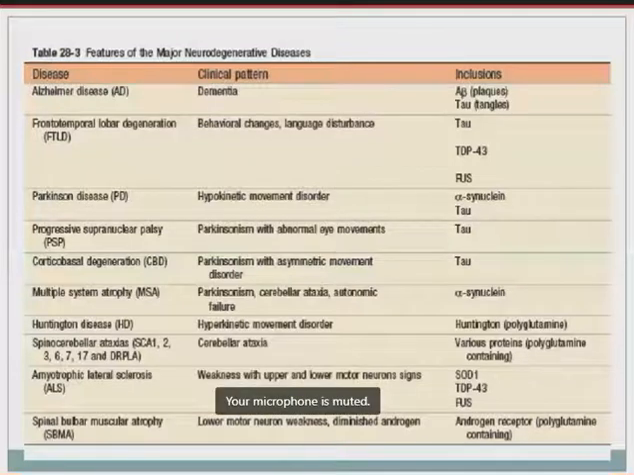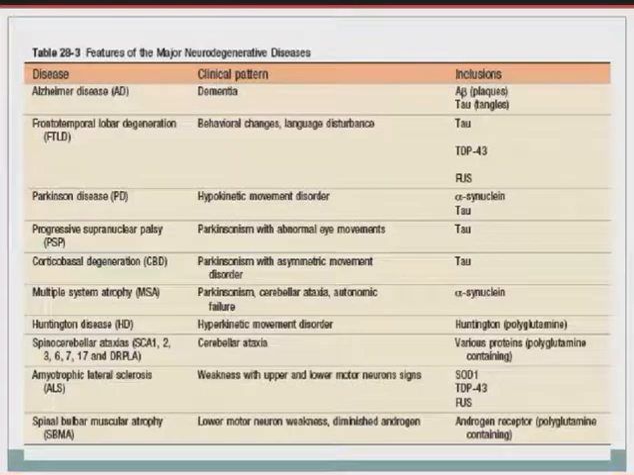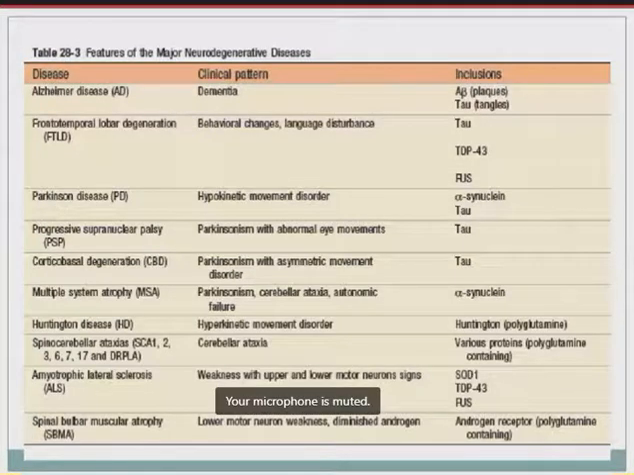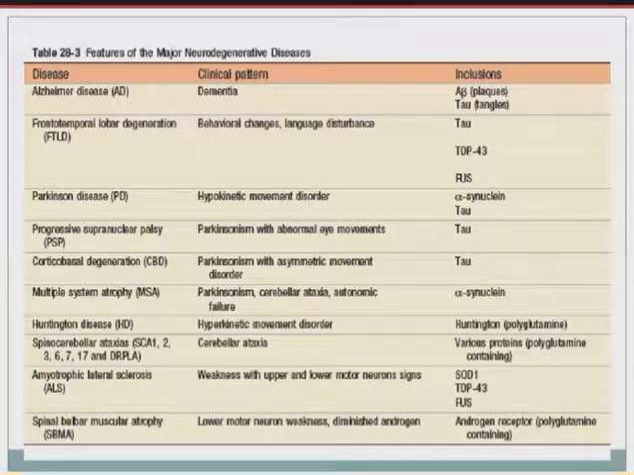The term is hyperkinetic movement. Hyperkinetic means excessive abnormal movement. So in Parkinson's disease, we have a hypokinetic movement disorder, whereas in cases of Huntington disease, we have a hyperkinetic movement disorder. Similarly, there is progressive supranuclear palsy.